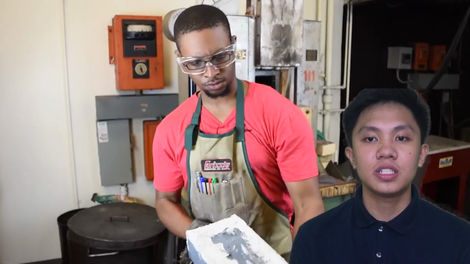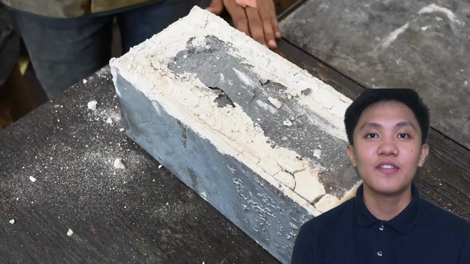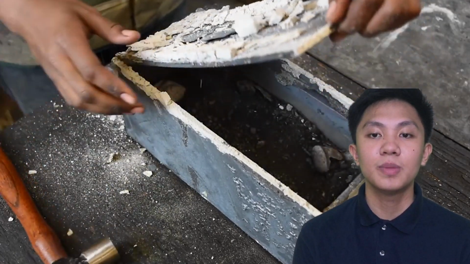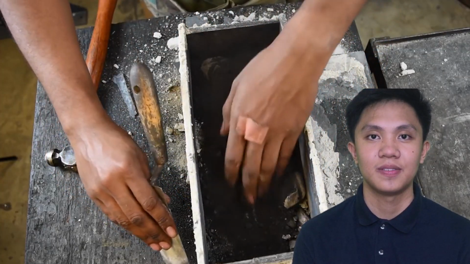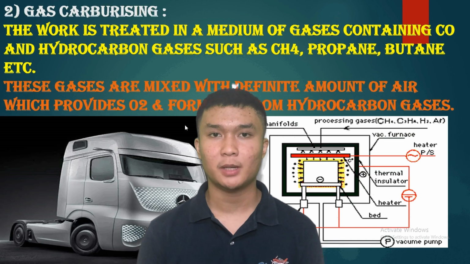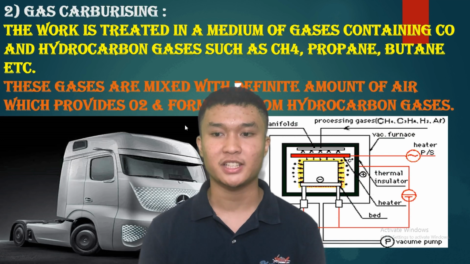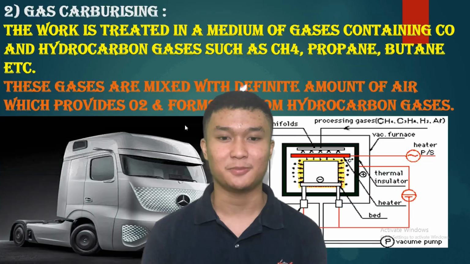The depth to which the carbon penetrates depends on the length of the soaking period. For example, when carbon steel is soaked for 8 hours, the carbon penetrates to a depth of about 0.062 inch. Another method of carburizing, called gas carburizing, is similar to pack carburizing, except the carbon monoxide gas combines with gamma iron and forms a high carbon surface.